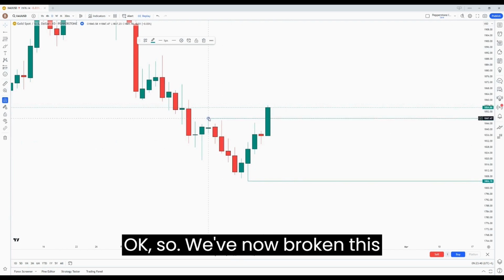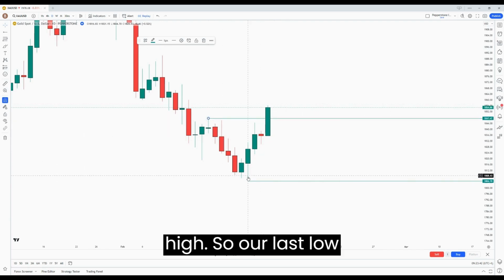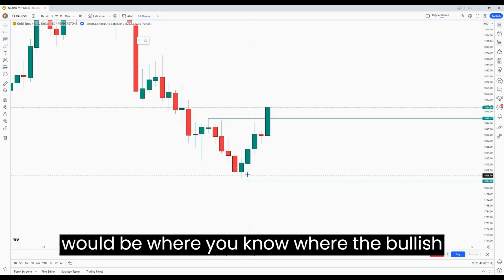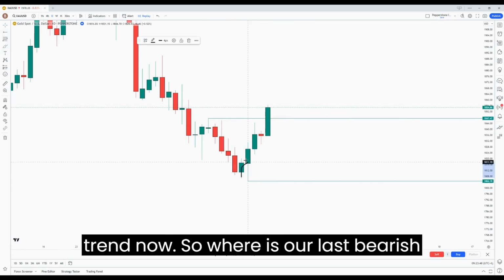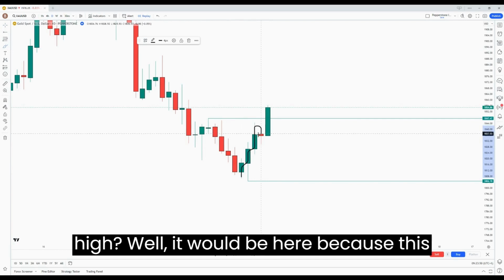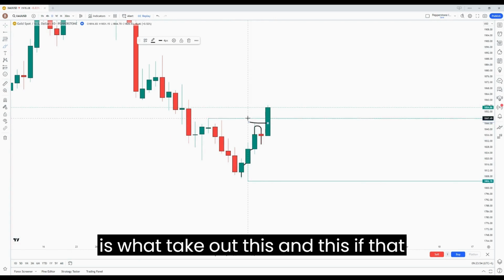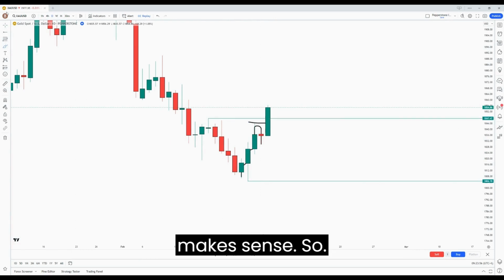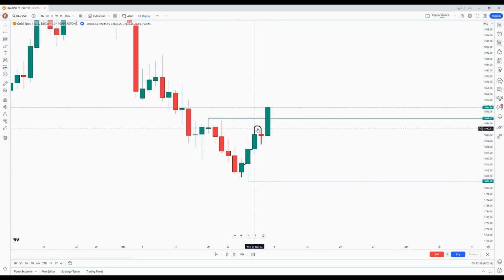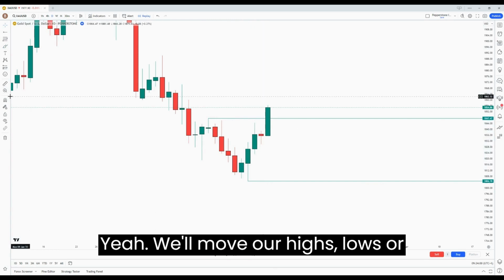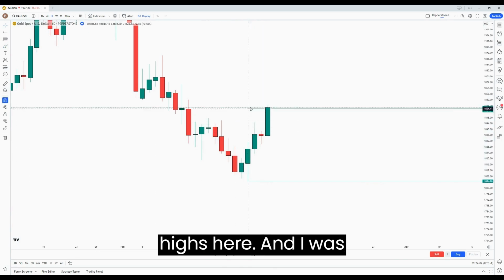Okay, so we've now broken this high. So our last low would be, we're in a bullish trend now, so where is our last bearish high? Well, it would be here, because this is what took out this and this, if that makes sense. So again, we'll move our highs and lows. So our high is here and our low is here.